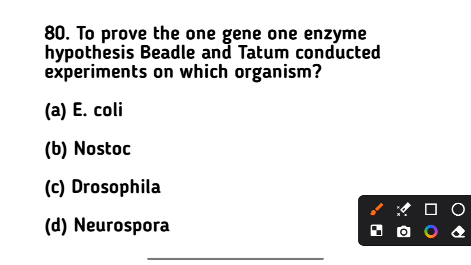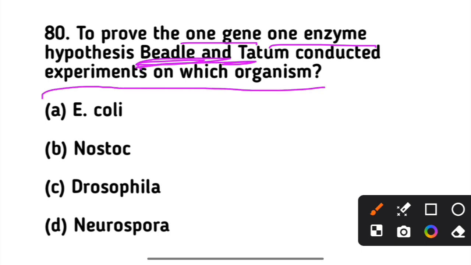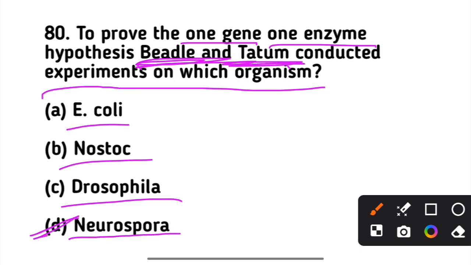Next, to prove the one gene one enzyme hypothesis, Beadle and Tatum conducted experiments on which organism? Options: E. coli, Nostoc, Drosophila, Neurospora. Option D is correct, Neurospora.